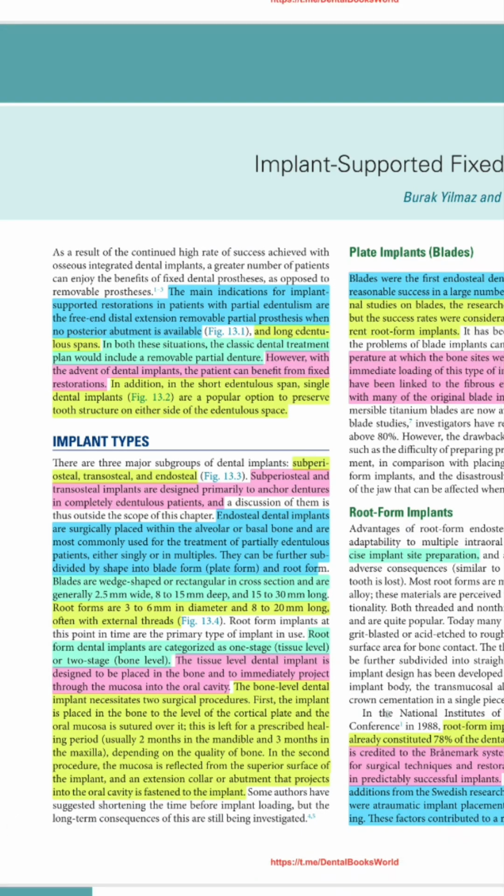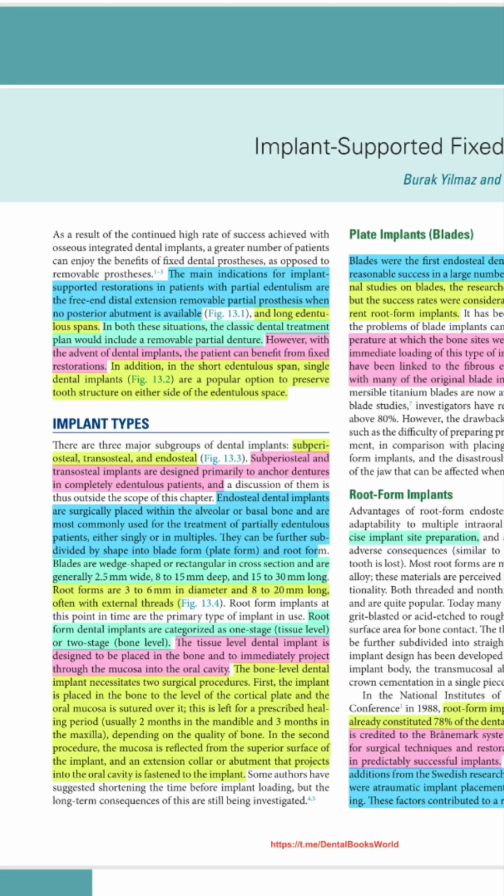The main indication for implant-supported restorations is when we have a free end distal extension where we have no posterior abutments, and when we have long edentulous spans. In both situations, where the classic treatment was a removable partial denture, having a fixed implant now makes these removable restorations fixed ones. Also, for a single edentulous span, the optimum restoration choice is to use an implant.